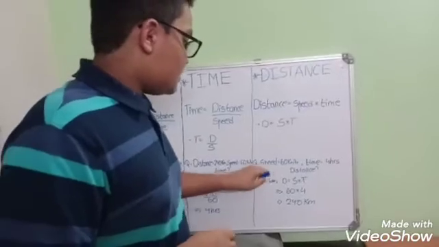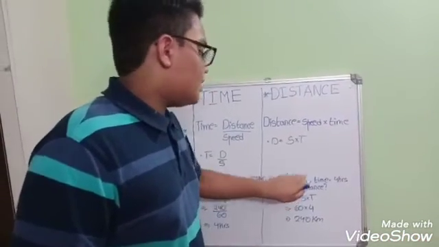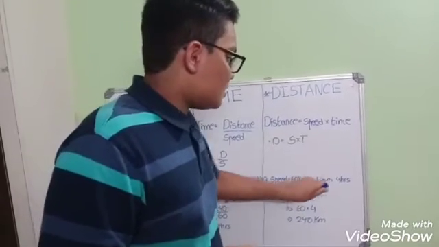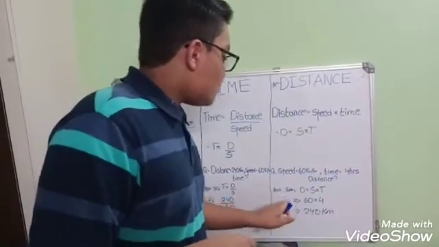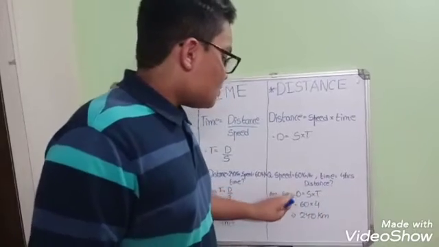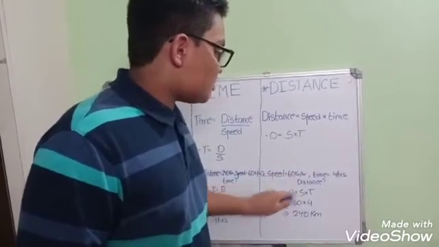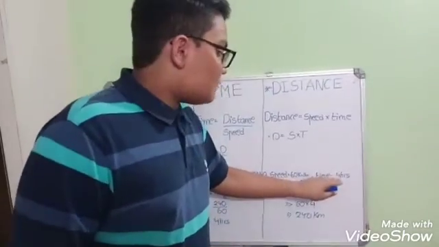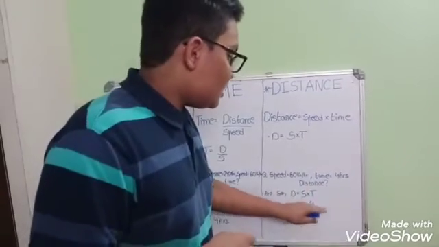Now here the question is, the speed of an object is 60 km per hour and the time taken to cover a certain distance, that is not mentioned, is 4 hours. So what is the distance? From here we know that d is equal to s into t. So here 60 is the speed, that is 60 km per hour, and 4 is the time taken, that is 4 hours. So the distance is equal to 240 km.